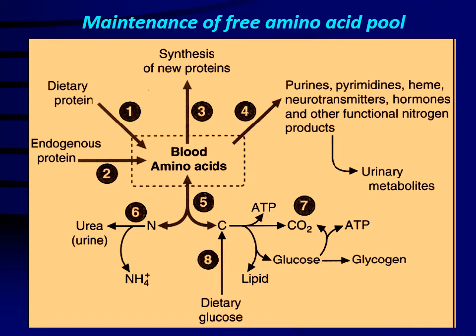The nitrogen part of amino acids, or the amino nitrogen, can be converted to urea and eliminated or excreted in the urine. The carbon skeleton of the amino acid either enters the glycolytic pathway or TCA cycle to produce ATP and carbon dioxide, or it can be utilized to synthesize glucose and subsequently glycogen. Carbon skeleton also can be converted to lipids in lipid biosynthesis.